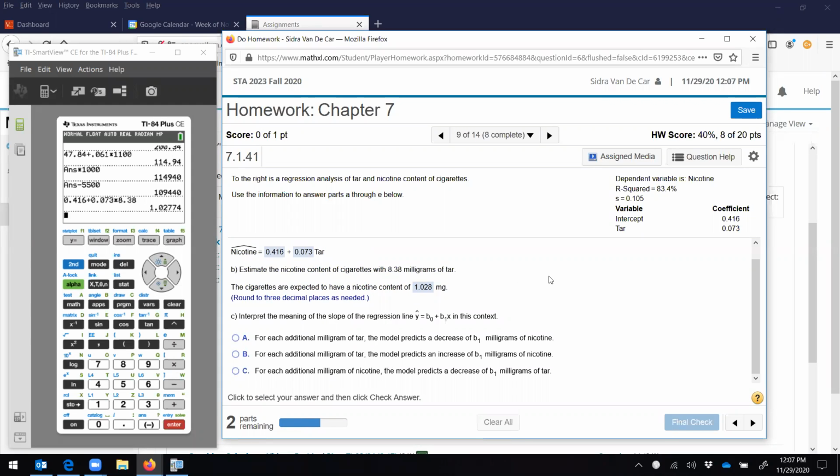Interpret the meaning of the slope. Okay, so now the slope here is the 0.073. So for each additional milligram of tar, the model predicts an increase in nicotine of 0.073. So that would be this.